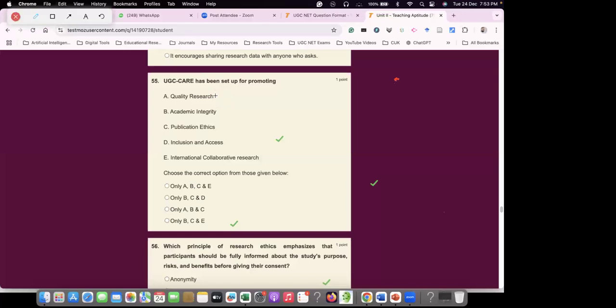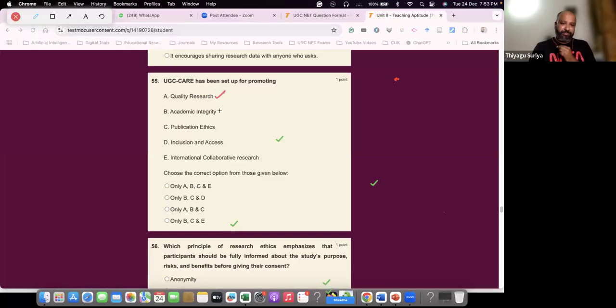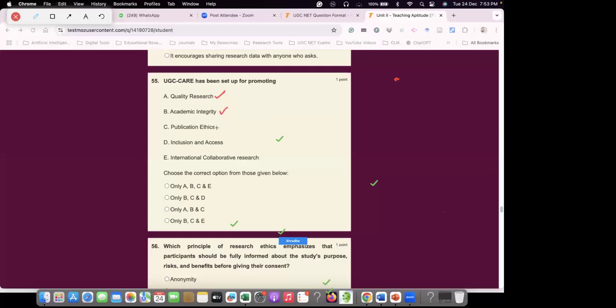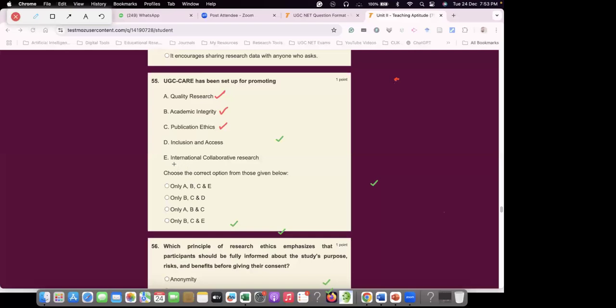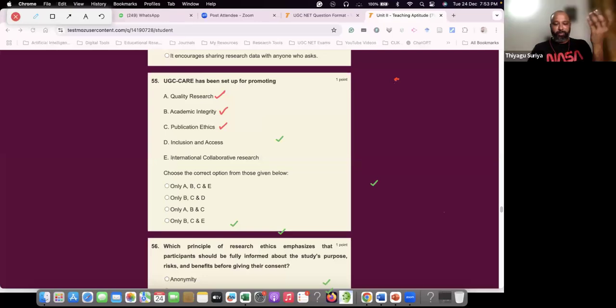Academic integrity is correct. Academic integrity, publication ethics. No, international collaborative research. Third one, sir, is C. So A, B, C. International collaboration? No, UGC CARE is not promoting international collaboration. Now Scopus and others can do this, but UGC cannot emphasize those things.